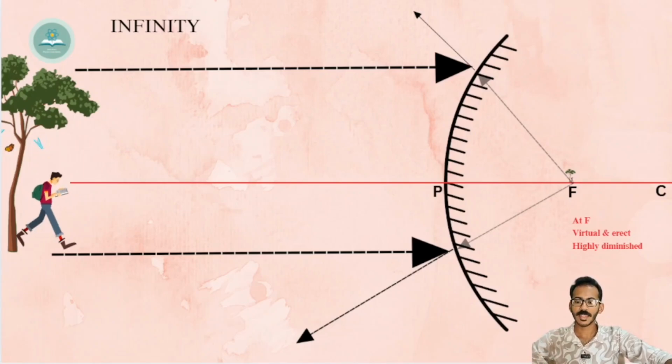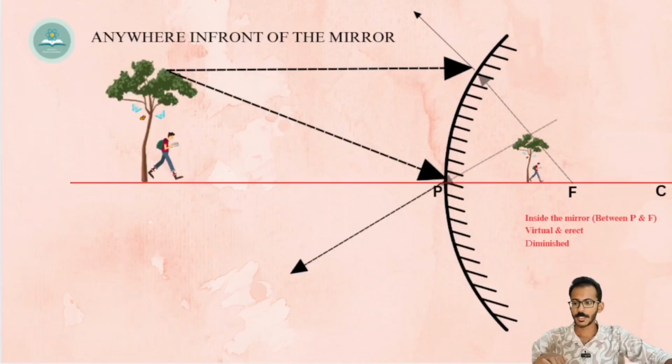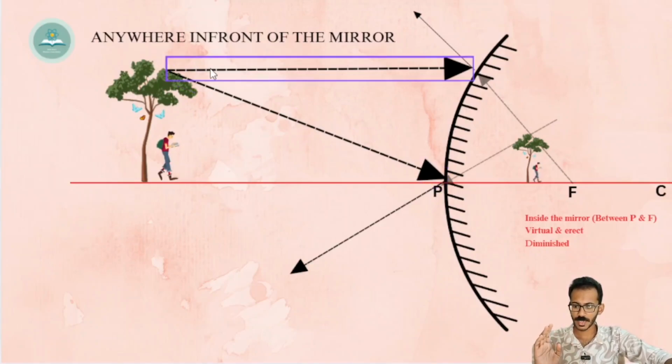Now we'll see what happens when we place an object anywhere in front of the convex mirror on the principal axis. In this case, the object was kept at infinity, very far away from the mirror. Suppose the object is kept near the mirror, anywhere on the principal axis, what will happen? Let's see. You can see here the object is placed in front of the mirror on the principal axis, and as I told you, we'll take two rays. My first ray I'll always take parallel to the principal axis, as earlier. My first ray is here.